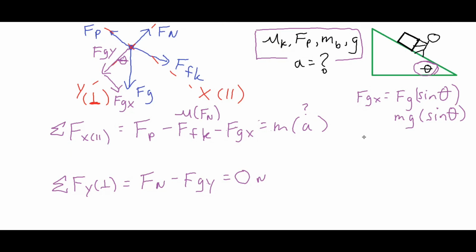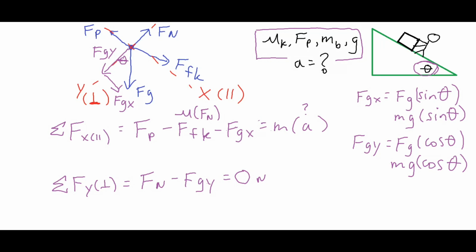And then also similarly in the y direction. Now in the y direction, you can kind of see over here, Fgy is adjacent to the theta. So we have Fg times cosine of theta to get that adjacent side, which then ends up being mg cosine theta. All right, so now we like that because it gives us more things in terms of the variables that they gave us.